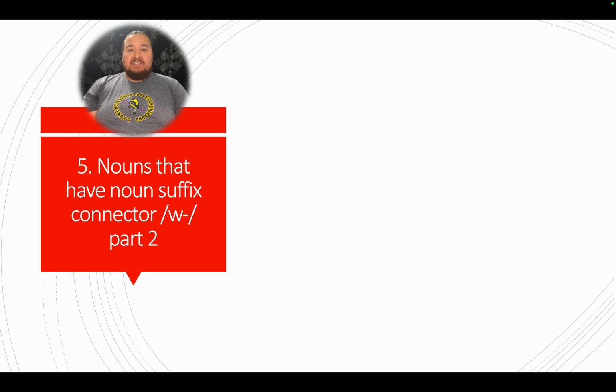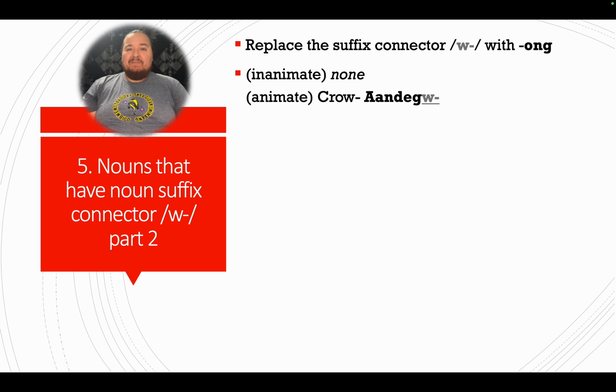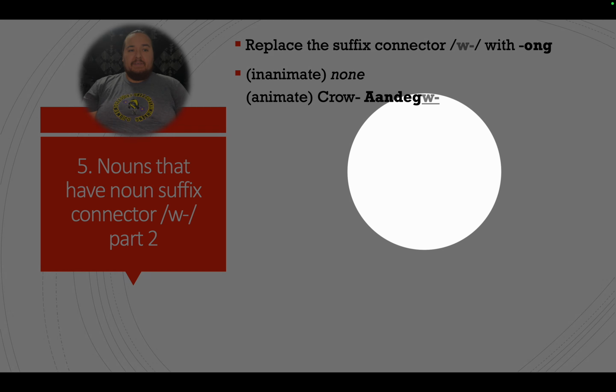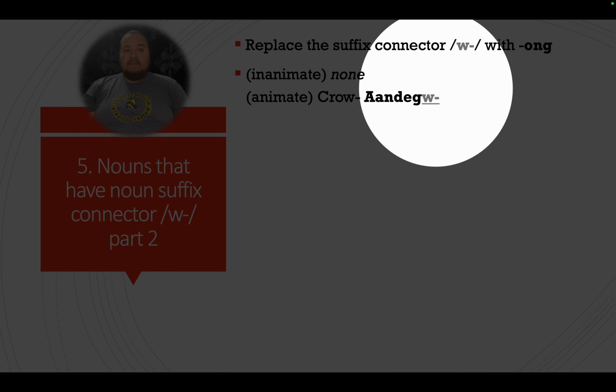Rule number 5, part 2. These are for the lowercase w suffix connectors. You're going to replace the suffix connector, lowercase w, with ONG. I couldn't think of any inanimate examples, but our animate example is ondeg, which has a lowercase w suffix connector right here.